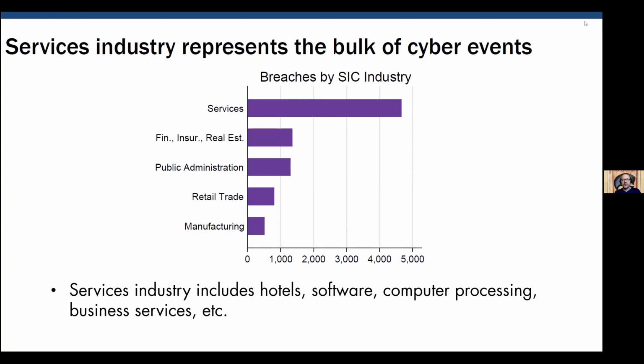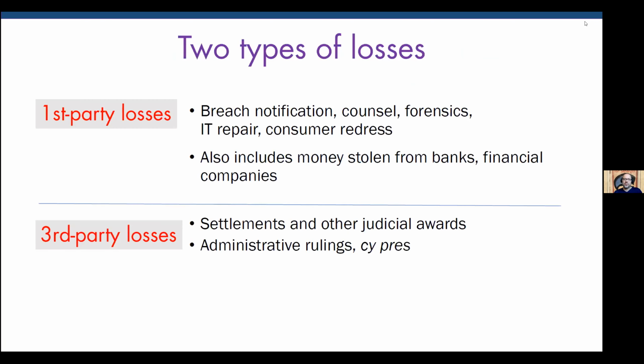Just to give you a first cut, a very broad look at where the rates of these incidents were occurring: the services industry, retail, hotels, business services, software, computer services, these service industries were most often affected, followed by finance, insurance, real estate, public administration, government, state and local, and I guess federal government agencies, then retail and manufacturing. In our paper, which I can share with anyone, there's more detail about which industries proportionally were suffering more of these incidents relative to other companies. The paper also goes into more detail around litigation around different breaches.